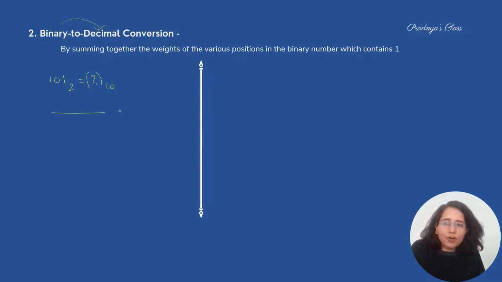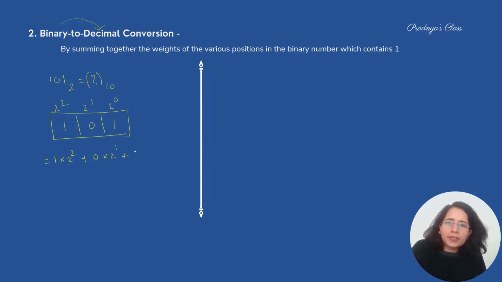So let's solve once again, and you are familiar with this procedure. So this is 1, this is 0 and this is 1. So what will be the positional value? It is 2 raised to power 0, 2 raised to power 1 and 2 raised to power 2. So let's solve it. So it will be 1 into 2 raised to power 2 plus 0 into 2 raised to power 1 plus 1 into 2 raised to power 0.